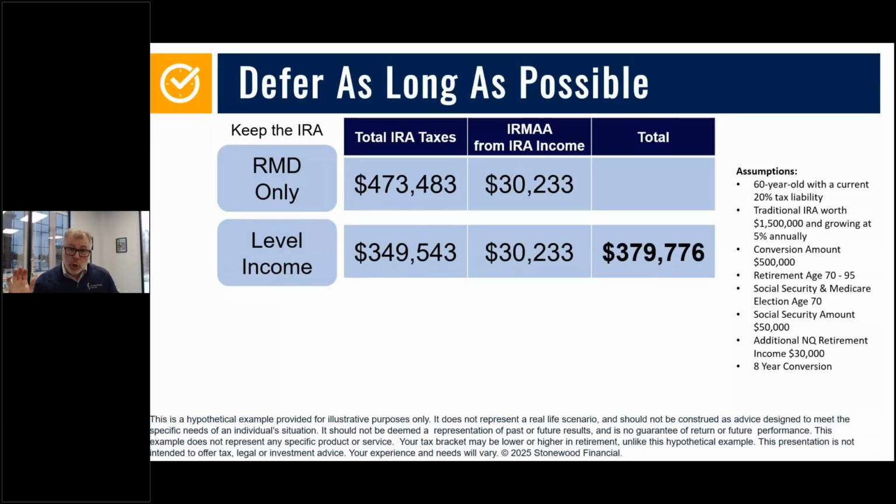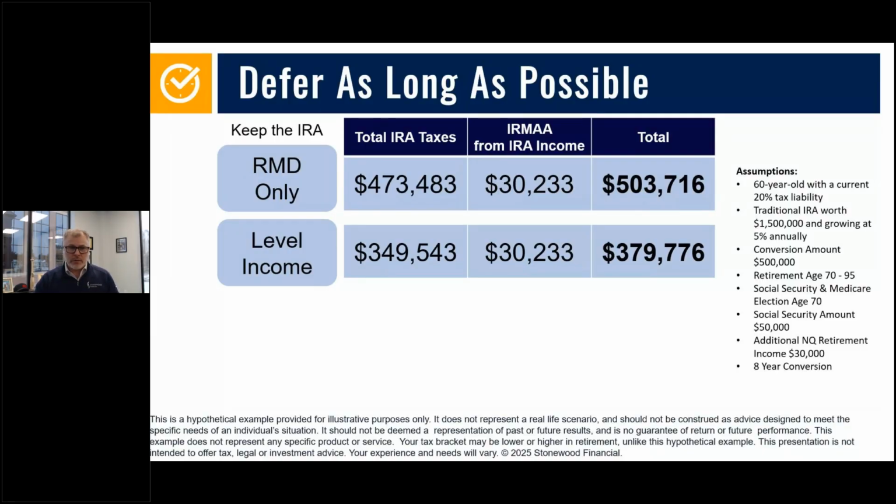And by the way, that's not total IRMAA. That's just the surcharges you pay because of the IRA. So we got an extra $500,000 coming into our income over time. That's going to trigger an extra 30 grand over your lifetime in IRMAA surcharges. Total tax bill, $503,000.